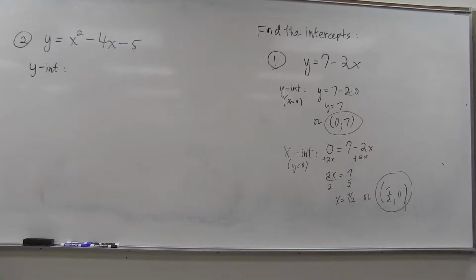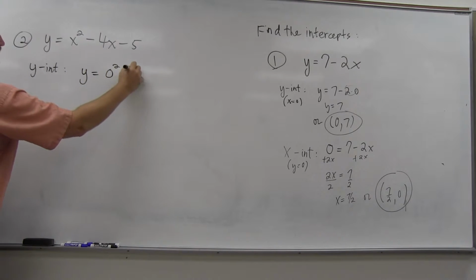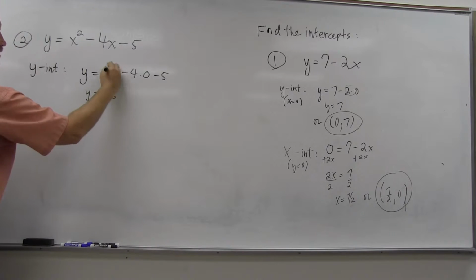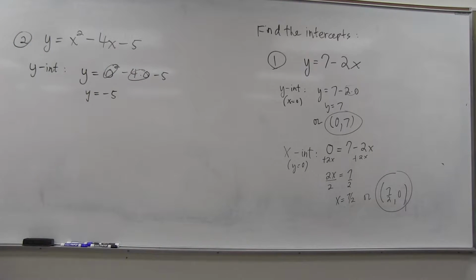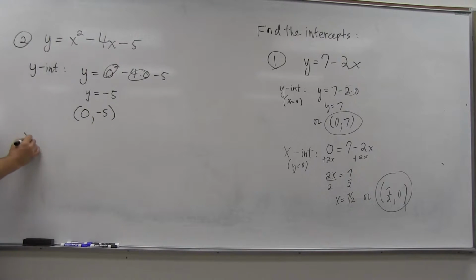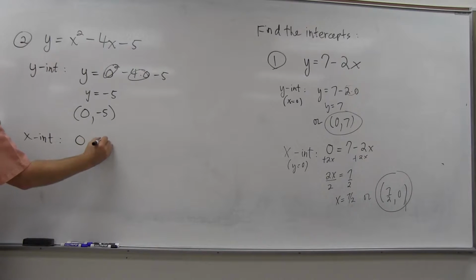But the y-intercept, what do you got? 0 squared minus 4, the x is 0. Negative 5, yeah. Both the other terms are zeroed out, so you get a negative 5 y-intercept, or in ordered pair form, 0 is x and negative 5 is y. The x-intercept, just a little more to it.